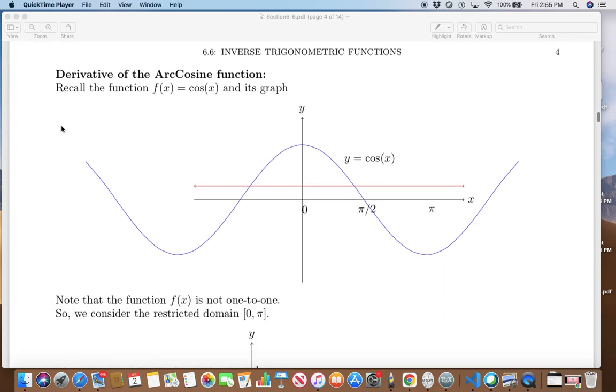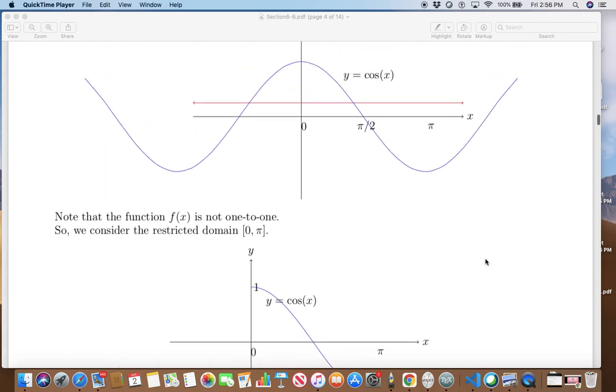Now we want to learn about the arc cosine function. First, recall the graph of the function f(x) equals cosine x. At 0, cosine x has value 1 and then it comes down. At pi by 2, cosine has value 0. At pi, cosine has value -1 and then climbs up. So this is again an oscillating, periodic function.